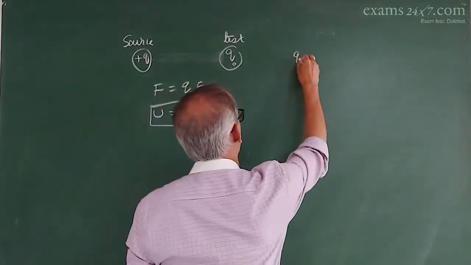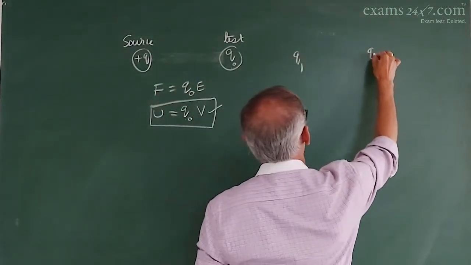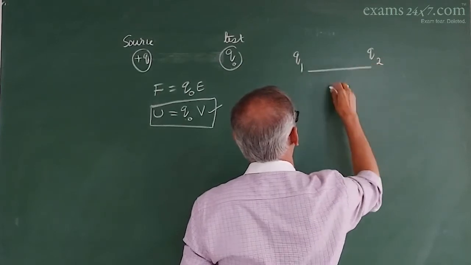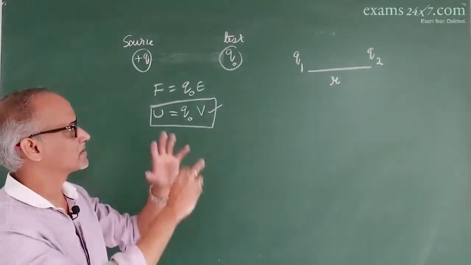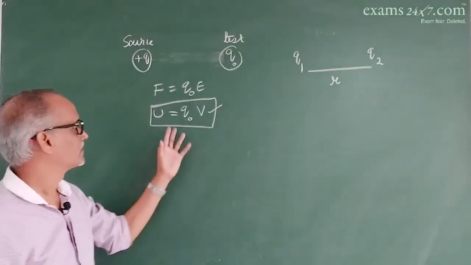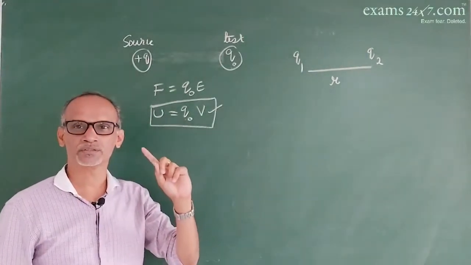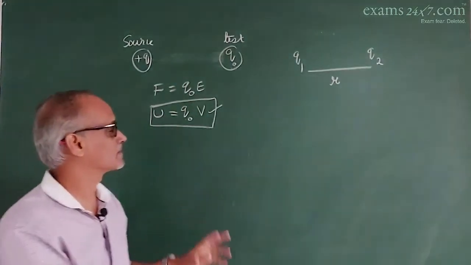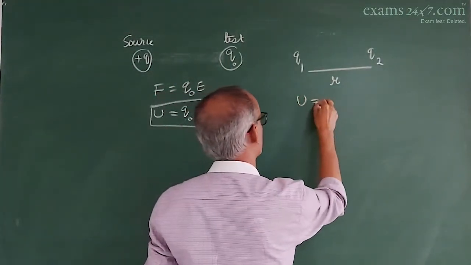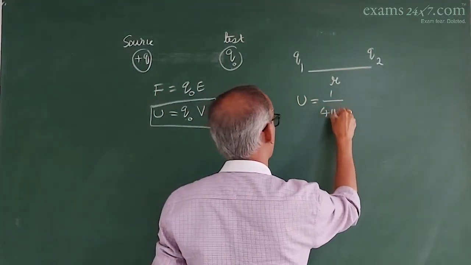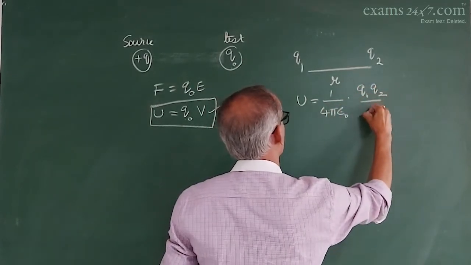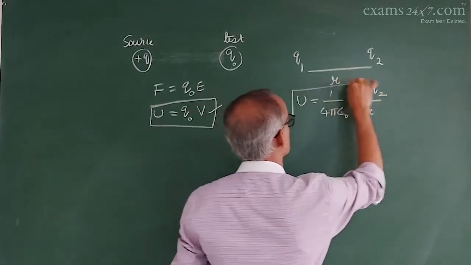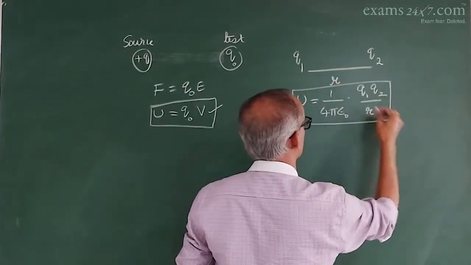But if I take a system of two charges, Q1 and Q2, separated by a distance r, then what is the energy stored in the system? The previous formula is the energy stored in one single charge at a particular point. The energy stored in the system is given by U is equal to 1 by 4 pi epsilon naught into Q1 into Q2 by r. So this is the energy stored in the system of two charges.